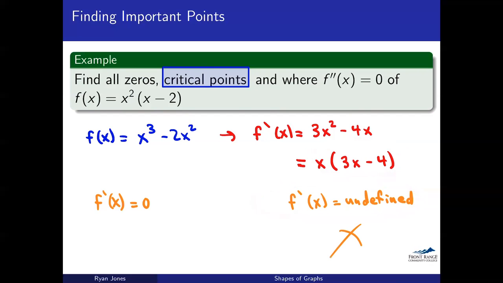That's okay. f prime of x equals 0. I have x times 3x minus 4 equals 0. And so we have x sub c. I call it c for critical points.